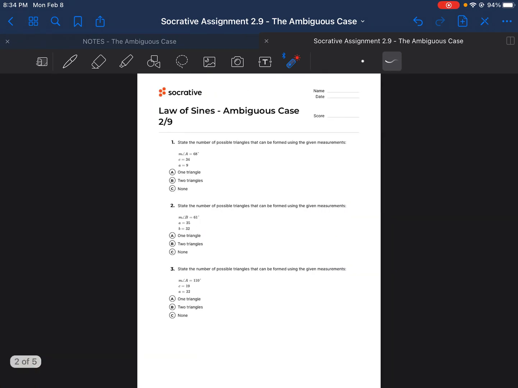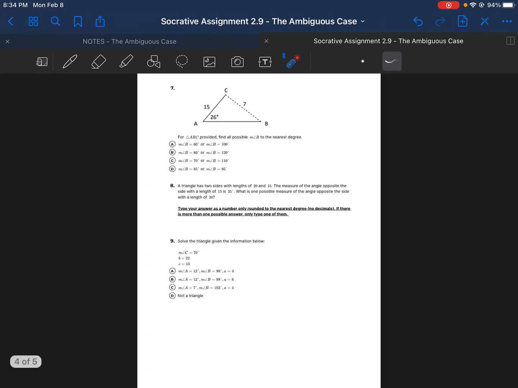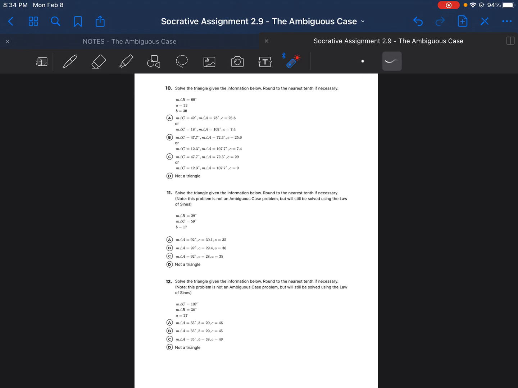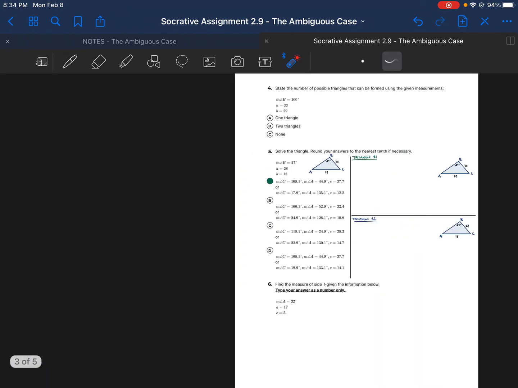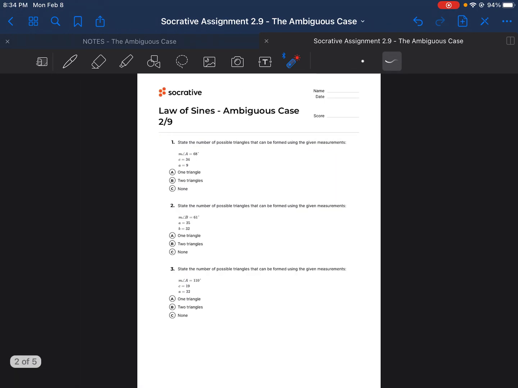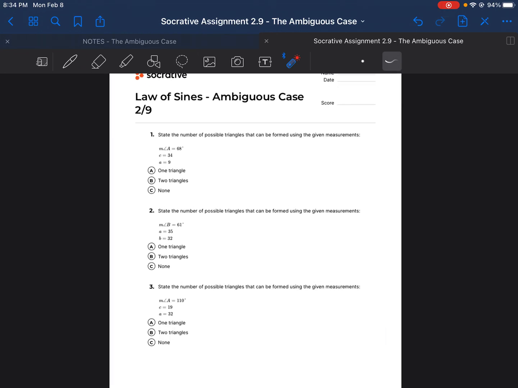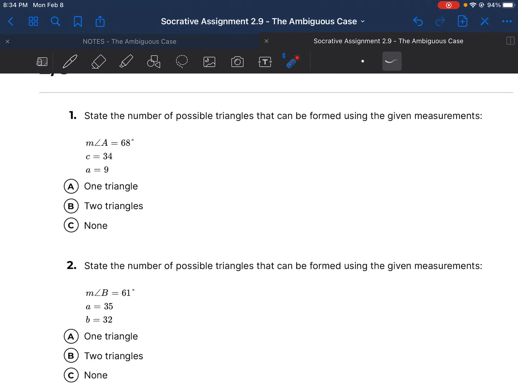Okay? So in this practice set, there are 12 different problems. And I'm going to work through 4 of them with you. Hopefully that'll be enough to get you started, to set you on the right path so you can try the other 8 problems on your own. I'm going to be working through problems 1, 2, 5, and 6. So let's get started with number 1.